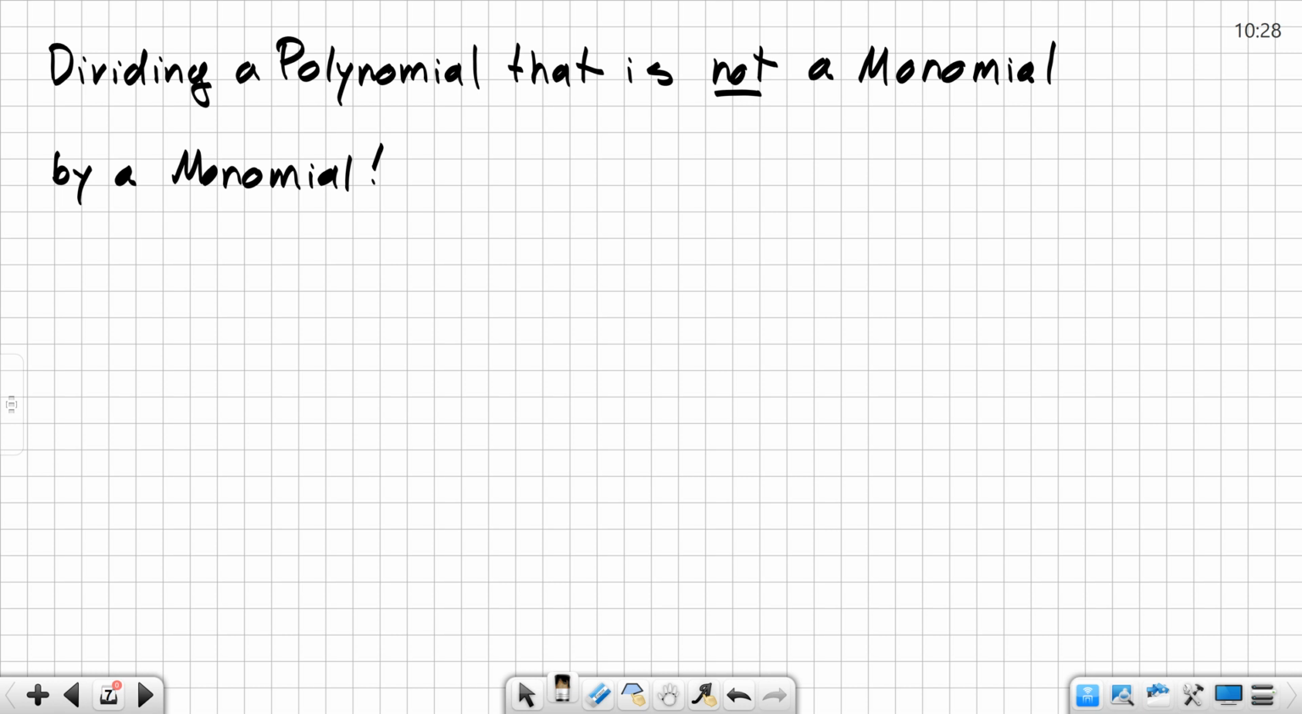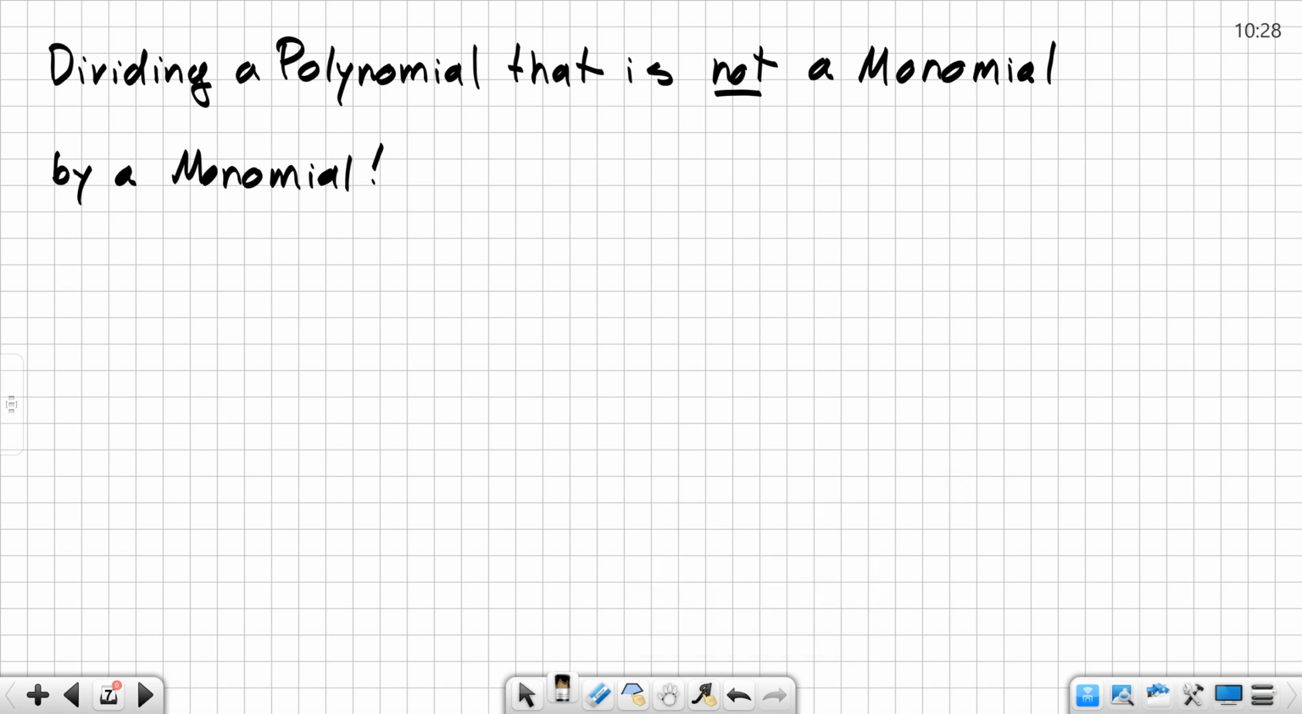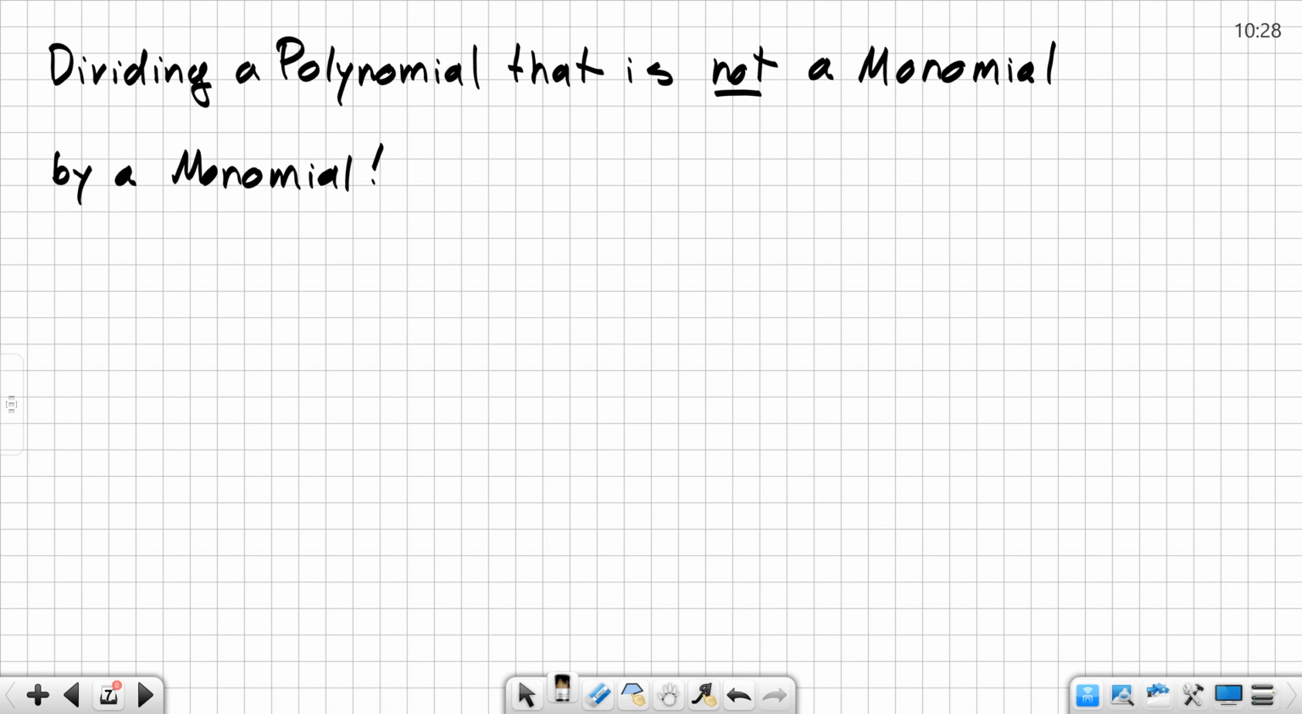So we are now dividing a polynomial that is not a monomial by a monomial at first. Let me give you an example with numbers. The system of polynomials is analogous to the system of integers. So I can always give you an example with integers that applies to polynomials as well. You have seen this already. I can do the same thing with polynomials that I can do with integers. I can add them, subtract them, multiply, and divide them.